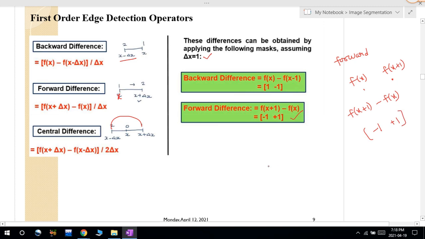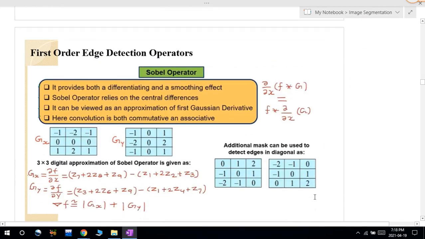And in case of the backward difference, if you are considering f of x, the backward point in the x direction is x minus 1. So whenever I take the backward difference, I get f of x minus f of x minus 1. So now I will have minus 1 for f of x minus 1 and plus 1 for f of x. So these are the two things.